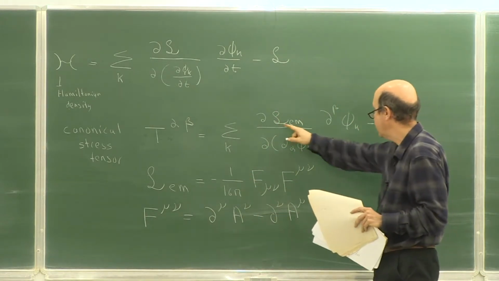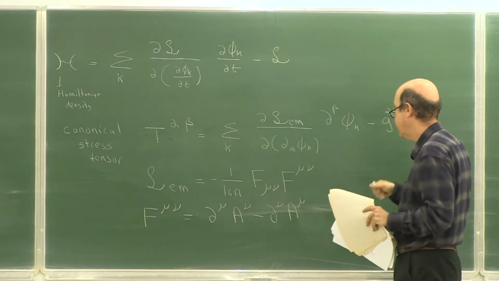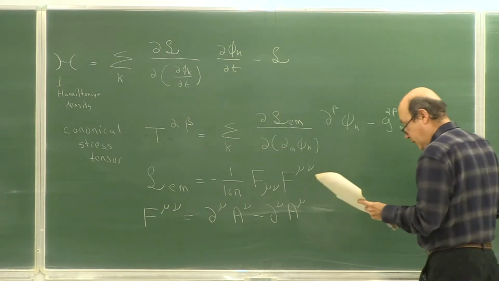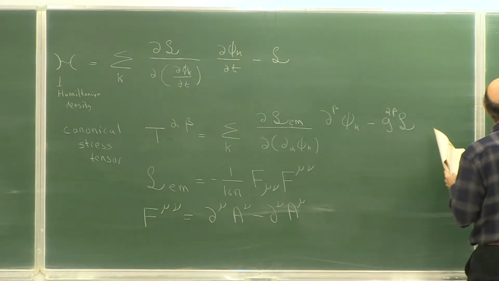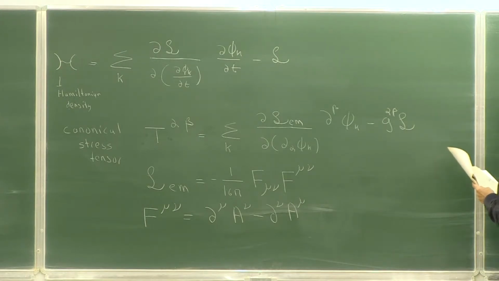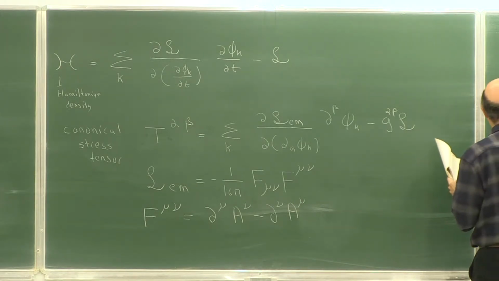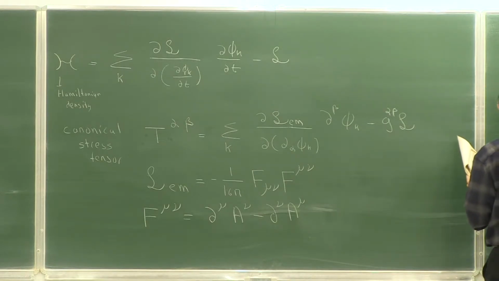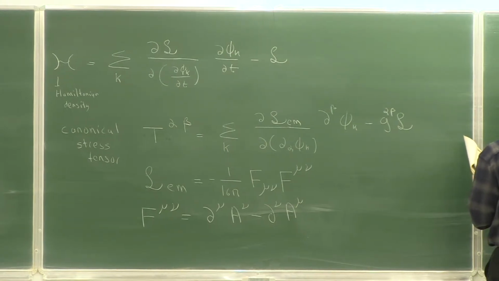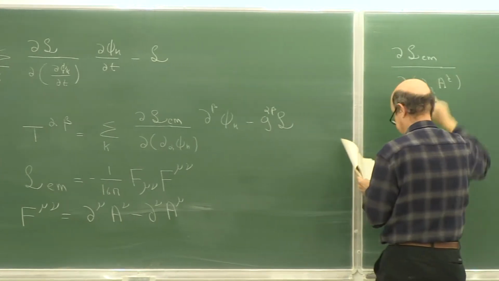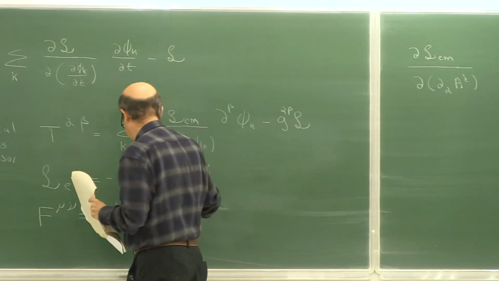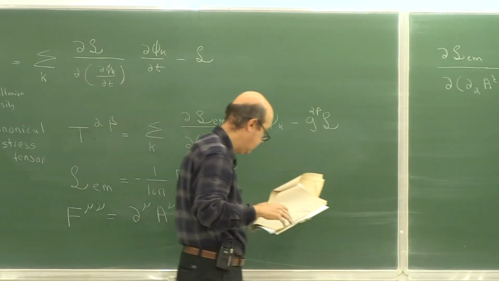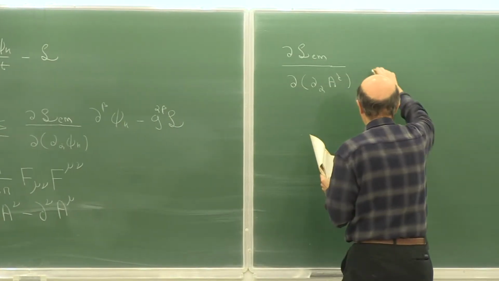the Lagrangian density of the electromagnetic field, and that quantity: the derivative of the Lagrangian density with respect to the derivatives of the four potential, del alpha A lambda. If you take this derivative, which we did last week, you will obtain the following.